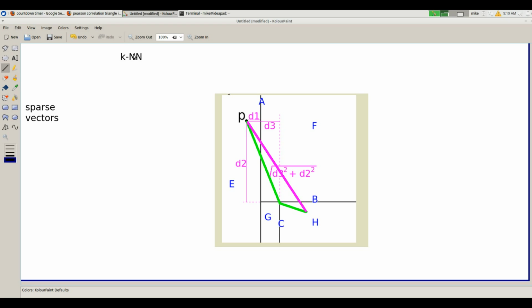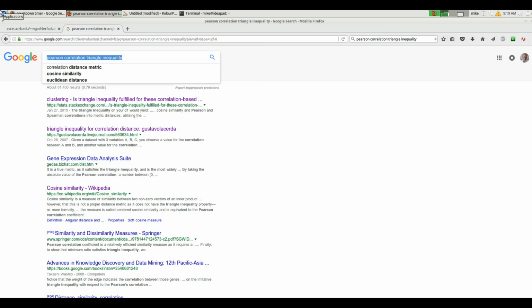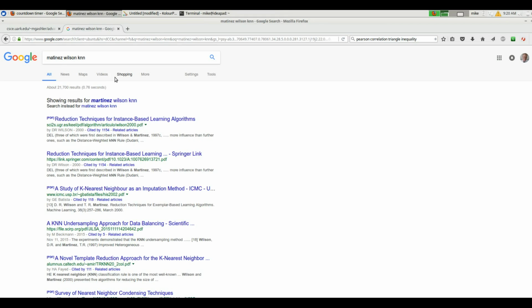Okay. I think I'm done with KNN. Is there anything else that could be said about k-nearest neighbors algorithms? Great. Quick question. Yes, please. What is the recent research that has been done on KNN? What is pretty well established theoretically? It is pretty well established. My advisor did a whole bunch of work on KNN. Let me see if I can find that. Martinez and Wilson, KNN. I should probably do this on Google Scholar.